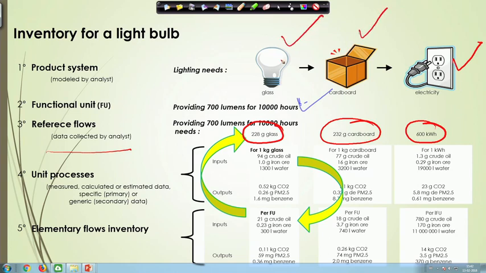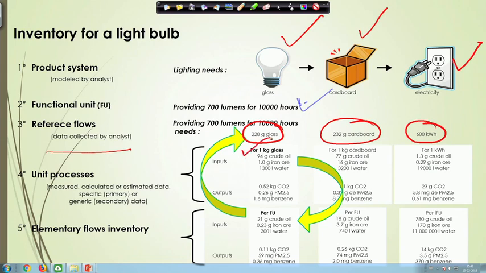Now, for the bulb we need glass, but again these are not complete. If you remember from the previous slide, we had several items which go into making this particular bulb. I am just showing you an example of one item, and there are a lot of other items which need to be incorporated too. That is why we need a database and a software, which we will talk about in a minute.